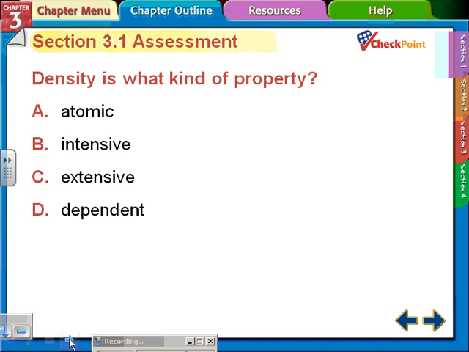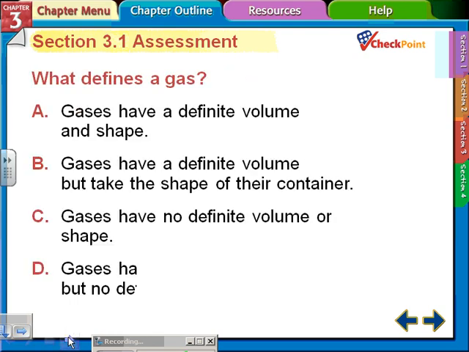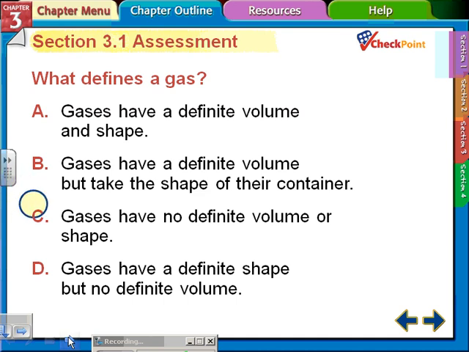All right, so density. This is a question for you to think about. What kind of property is it? The answer is it is an intensive property. It doesn't matter on the amount of the substance present, density will remain constant. And what defines a gas? Think about it. Gases do not have a definite shape or volume.